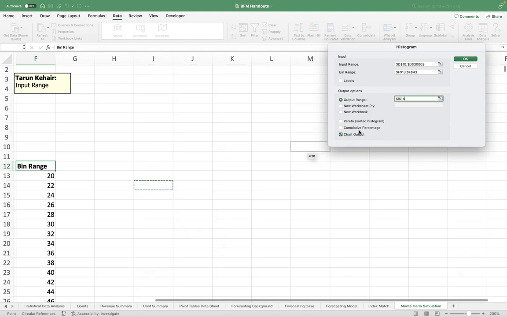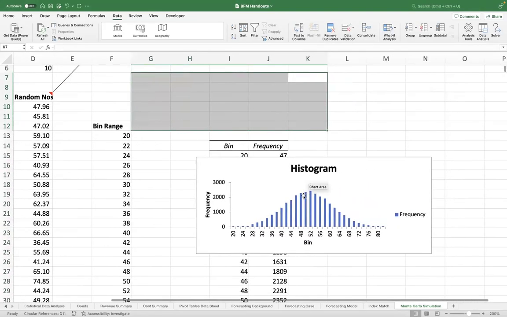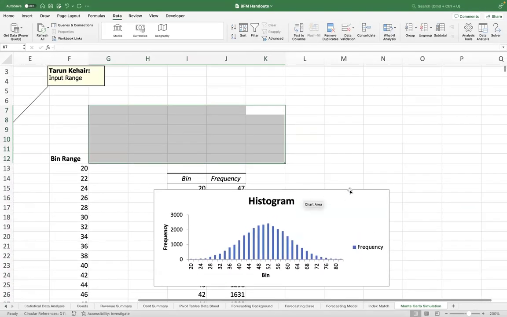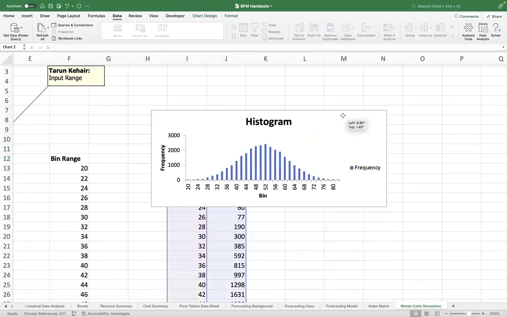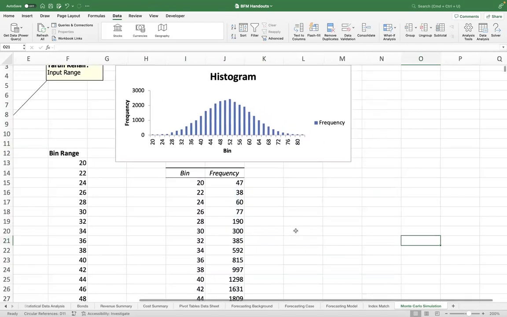And नीचे 3 option है, Pareto, cumulative percentage and chart output. So just click on chart output. Chart output. Click करो and press OK. Now the moment you press OK, what happens? ये देखो, बन गया ना. So this is your normal distribution curve, histogram along with your bin and your frequency.